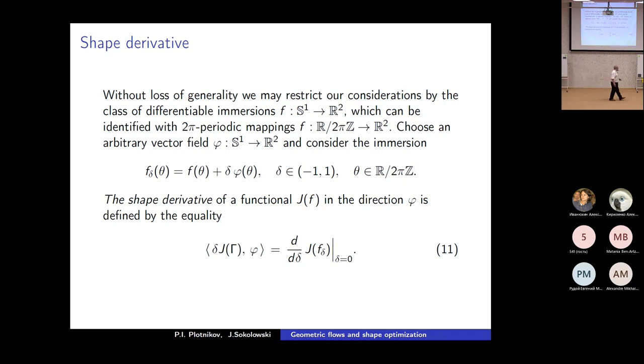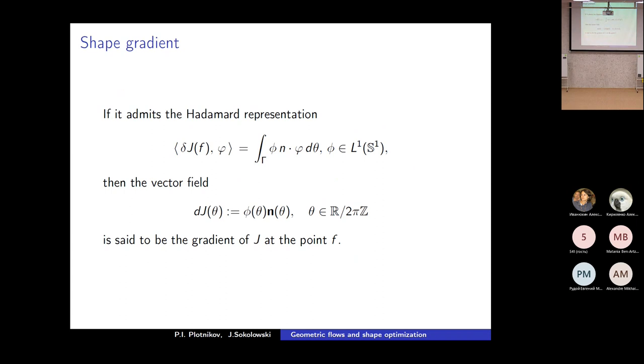And the last step in many practical cases becomes very non-trivial, but not in our case. We have to define the gradient of J. Our definition is a little bit different from the other one. We assume for a moment that the shape derivative has some representation with some function phi, an integral representation. If F and gamma are smooth, it is almost obvious, but in many publications, for example, we can find that the gradient is a distribution, and there are many objections to that.